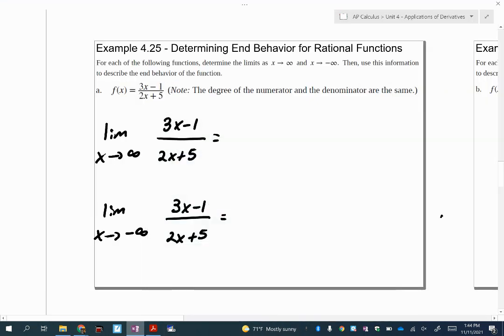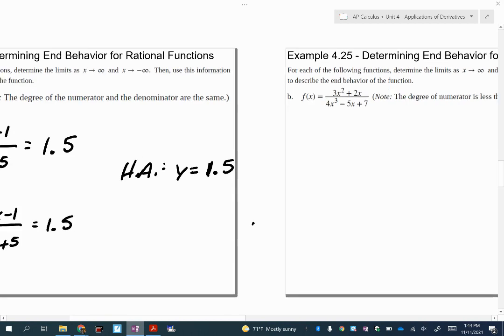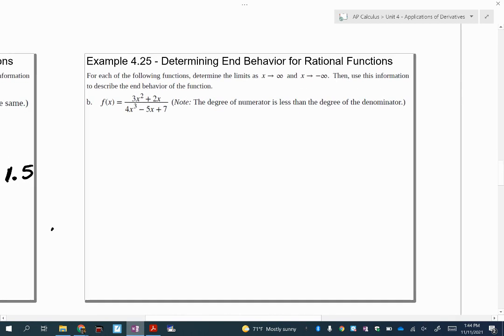Because I'm approaching the same number of 1.5, or 3 halves, that means we have a horizontal asymptote at y equals 1.5. Again, a lot of algebra going on here with some limits of calculus. Okay, let's look at the next one.